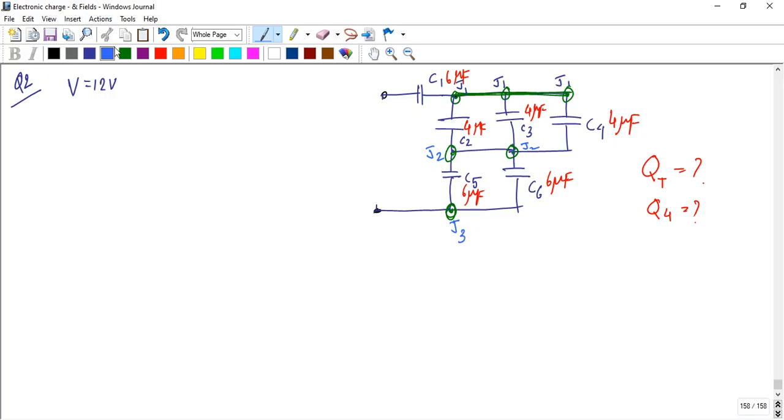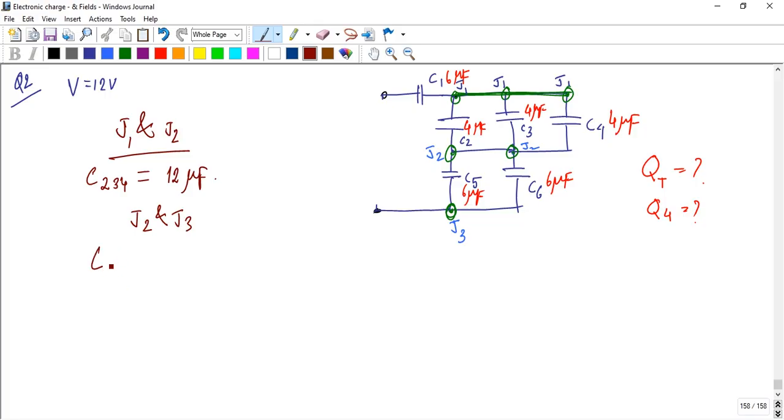So between junction 1 and junction 2 there are three capacitors connected, C2, C3 and C4. So that's why these three are parallel. So the total capacitance C2, 3, 4 is parallel, so they are simply added algebraically, which gives 12 microfarad. And C5 and C6 are connected between the J2 and J3 junctions.